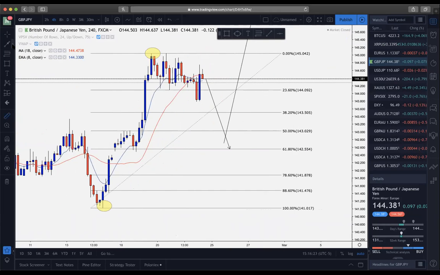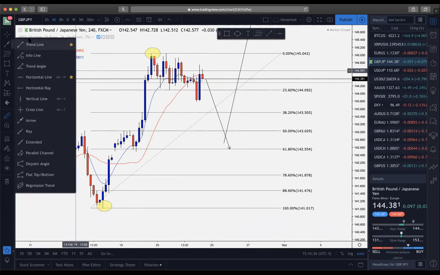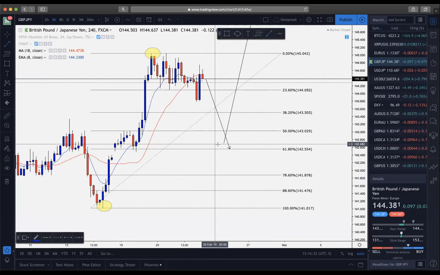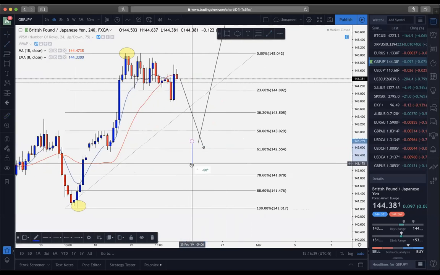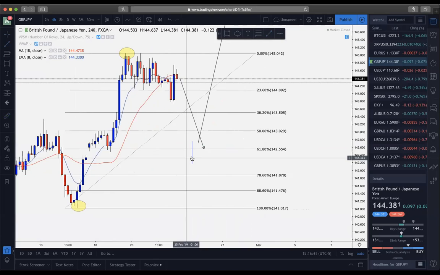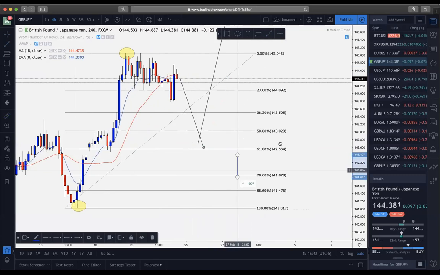I feel like this is one of those scenarios where we're just going to see price manipulation, just get to these levels. Maybe it'll wick down or something. It'll just come down, wick this area, and then shoot up.